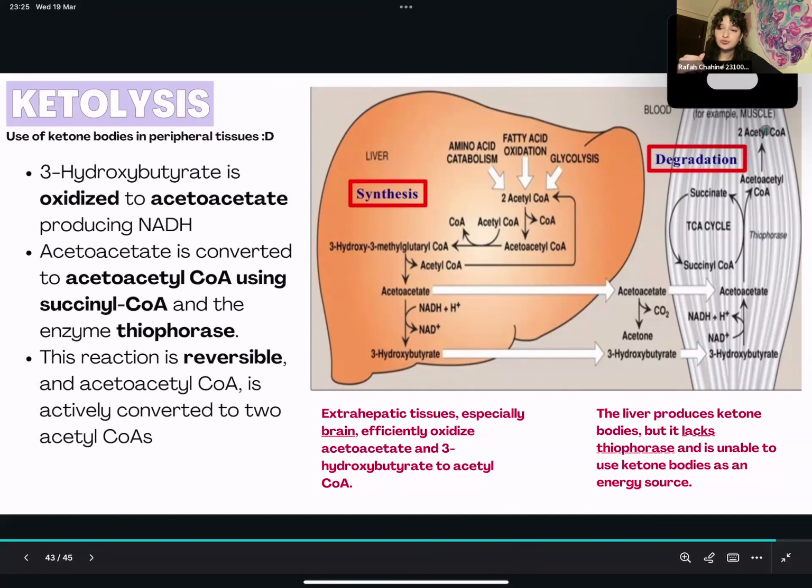But another tissue or organ that needs ketone bodies is the brain. Now, other than the muscle, the brain very, very efficiently oxidizes acetoacetate and 3-hydroxybutyrate to acetyl-CoA. The reason for that is because one of the main ways that the brain receives its energy in the case of fasting is through ketone bodies. So it needs to be efficient at this breakdown, and it efficiently oxidizes acetoacetate and 3-hydroxybutyrate to acetoacetyl-CoA, then to acetyl-CoA. Is it clear so far?